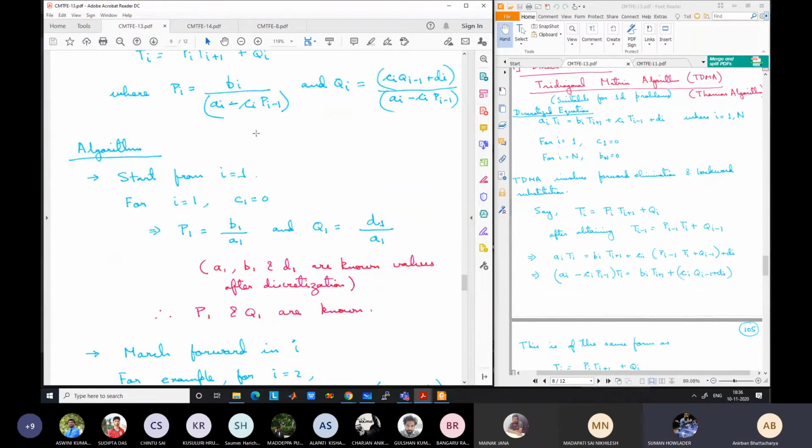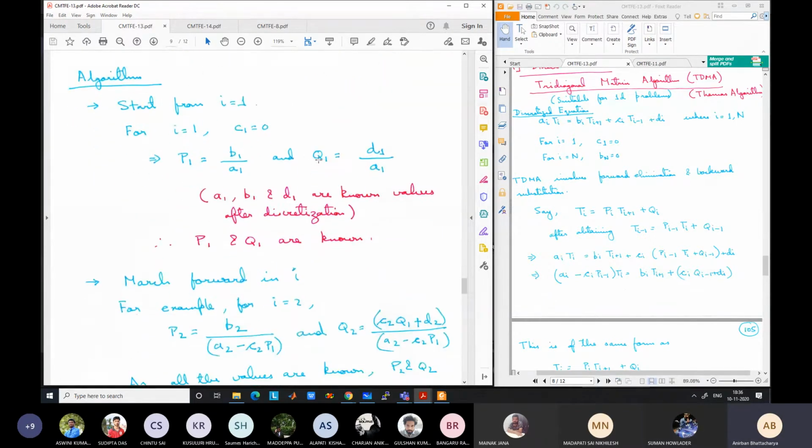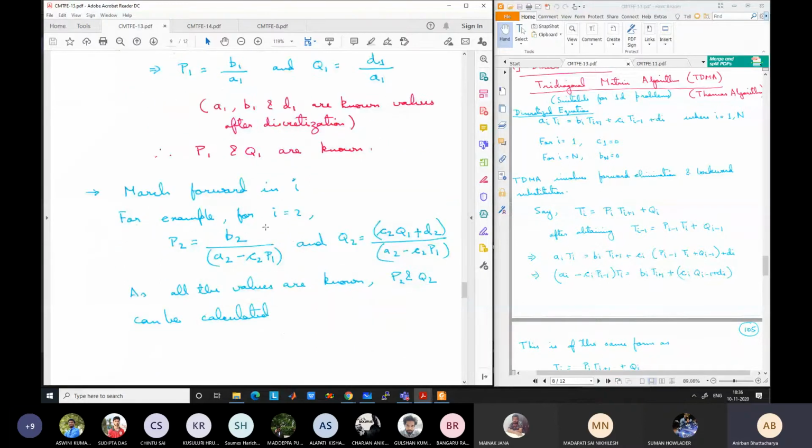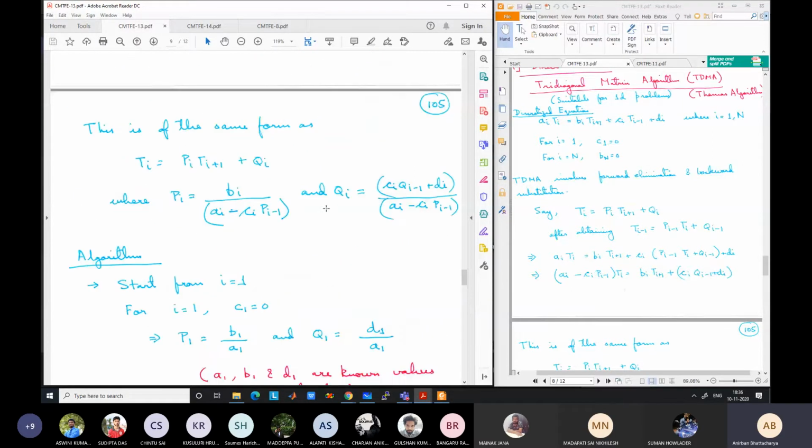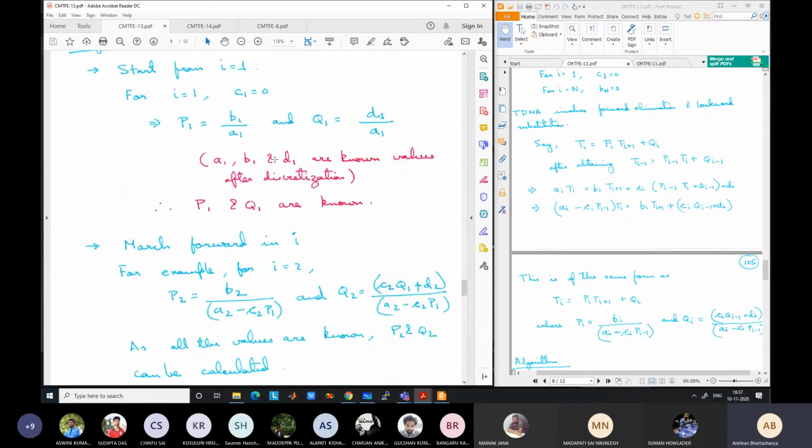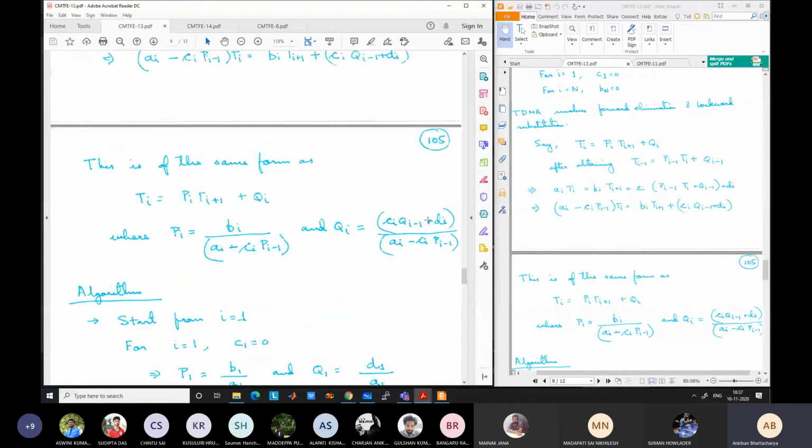Okay. So now we will march forward in the i direction. For example, for i equal to 2, I already wrote it. Because all the values are known, we can find P2 and Q2. Now because P2 and Q2 are known, we can find P3 and Q3. So like this, you can just keep on proceeding step by step, because you already know the previous values. So for example, for i equal to 10, we will already know the i equal to 9 values. So P9 and Q9 will be known, and we can find out what is P10 and Q10.